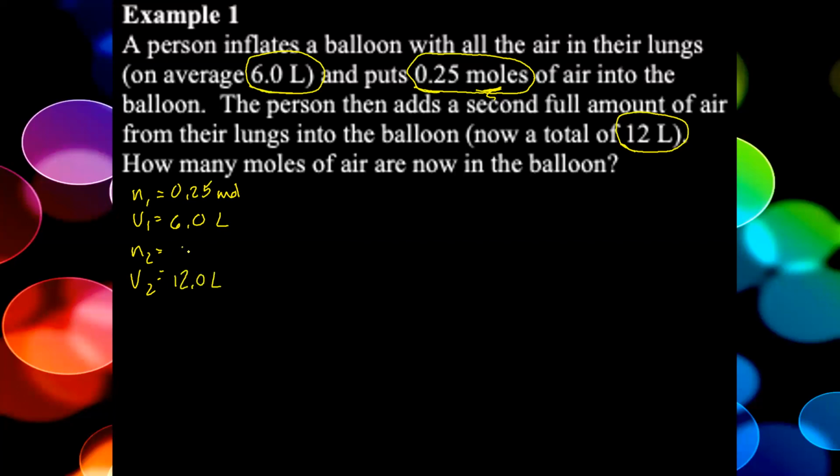So clearly I'm looking for N2 with this problem. So here's our equation, N1V1 equals N2V2. Now, I'm going to ask a question just because I'm old. How were you taught to handle this equation? Were you taught cross multiply divide?